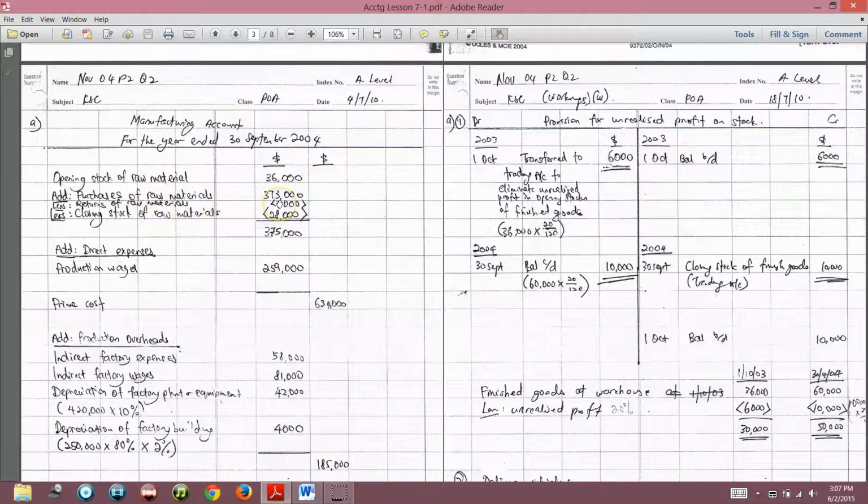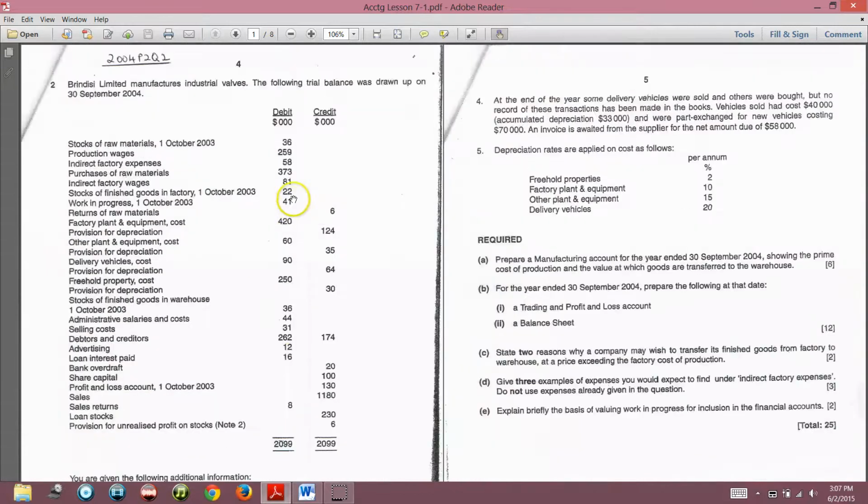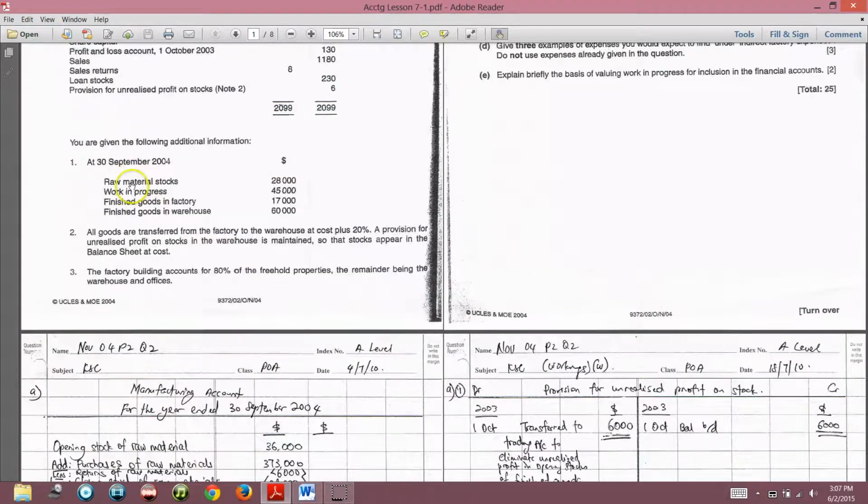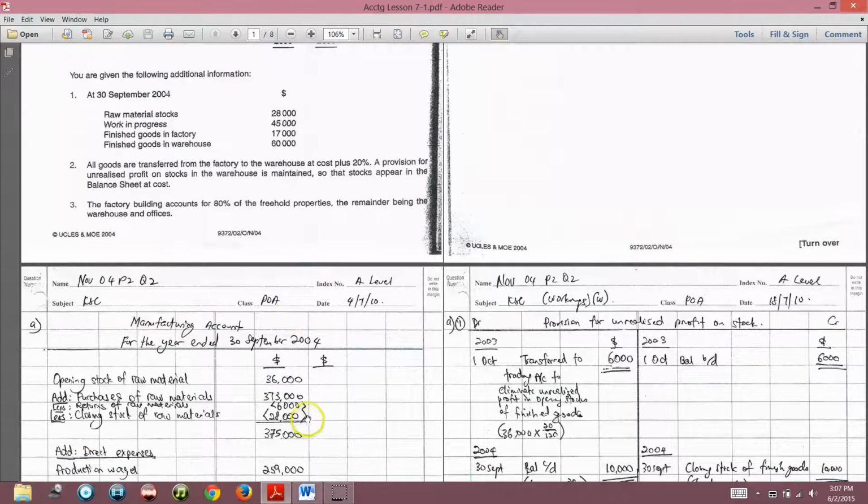So add purchases of raw material. Purchases of raw material is also given there. You know where we are looking here? Purchases of raw material. So we are finding the figures. Once you use your figure, you take a pen and tick. Then you less returns of raw material. Returns of raw materials is also given in the question, 6,000. And then less closing stock of raw material, 28,000 here.